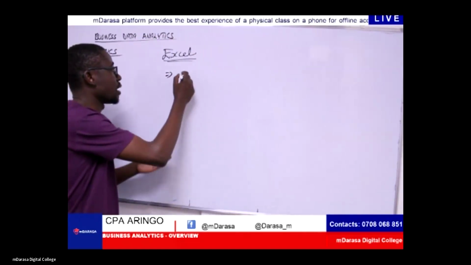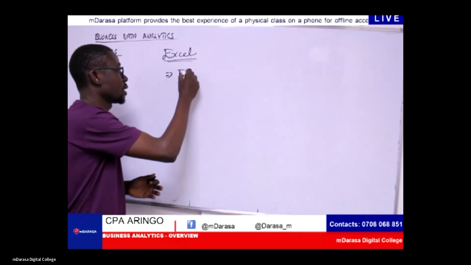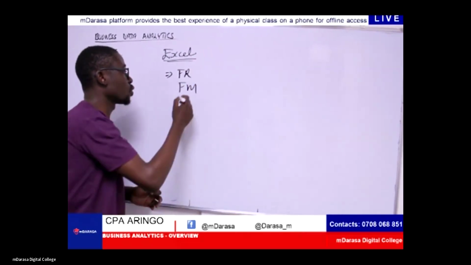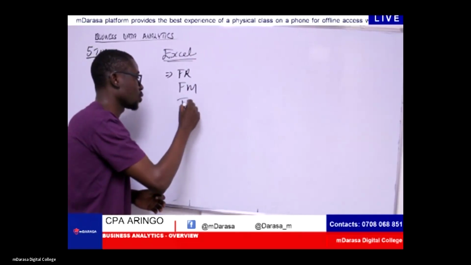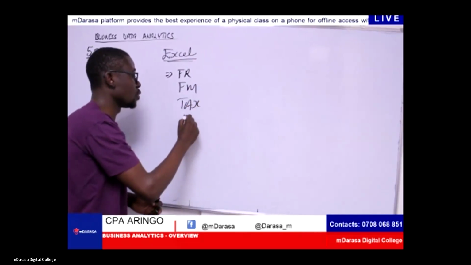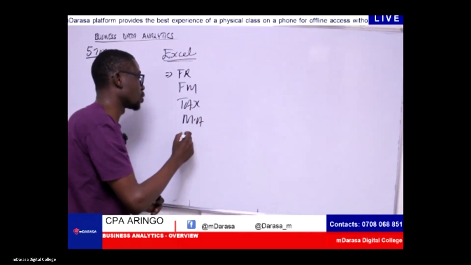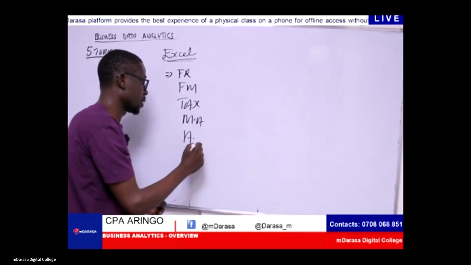Because as you'll be analyzing the topics, you're going to see that we are going to cover areas to do with financial reporting. We'll be looking at areas to do with financial management. We'll also be looking at areas to do with taxation. We'll be looking at areas to do with management accounting. And of course, also areas to do with auditing.